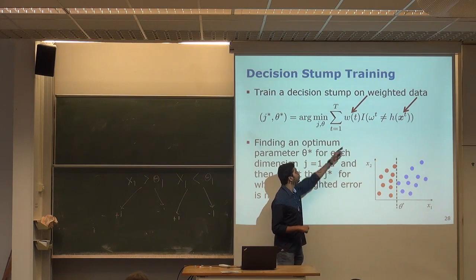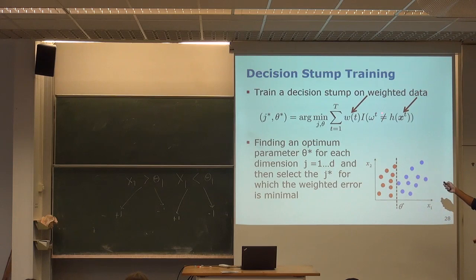What you see on the right here looks a bit complicated, but all it means is this. This is the class from your training data. If a particular example xt has the class omega t, but the classifier h that you learned does not predict this class, it means your classifier gives a wrong label for the current training example. Count how many of those there are. This I is what is sometimes called the indicator function. If the condition inside is true, this becomes one. So all this does is count the number of wrongly classified examples, and then take a weighted sum of it. We'll see how these weights come into play. And give me that theta, this theta star, which minimizes this particular sum.